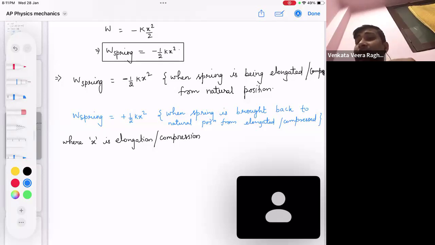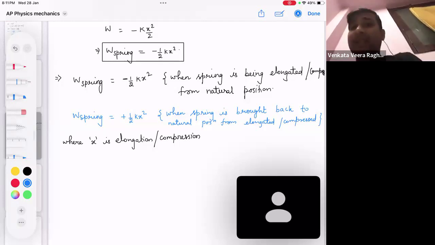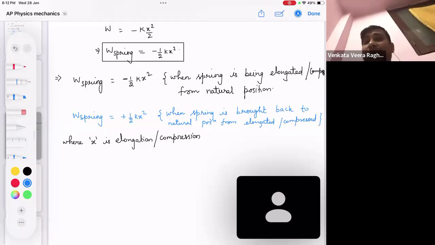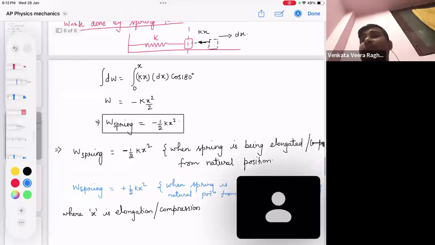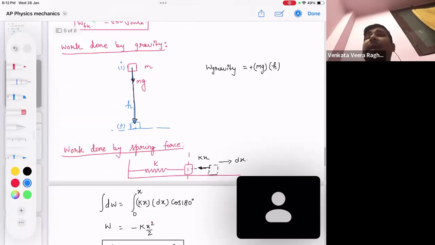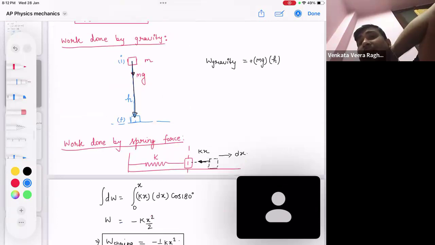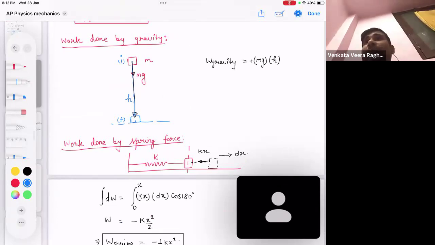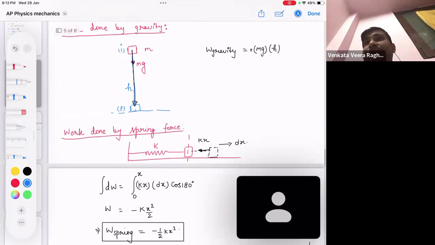And if the spring is already compressed, compressed by how much? This x is the elongation or compression. Understood? Clear? So this is the work done by gravity and work done by spring. And please keep in mind one more thing, that gravity and spring force, these two forces are conservative in nature. So work done by these two forces will be independent of the path. Independent of what? Path.